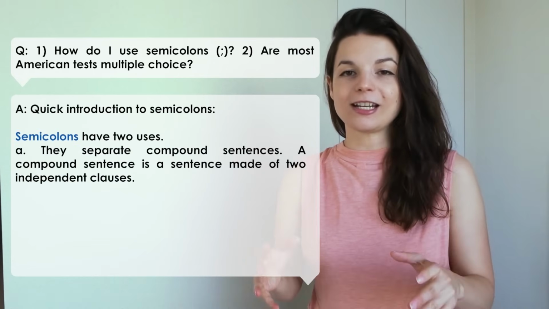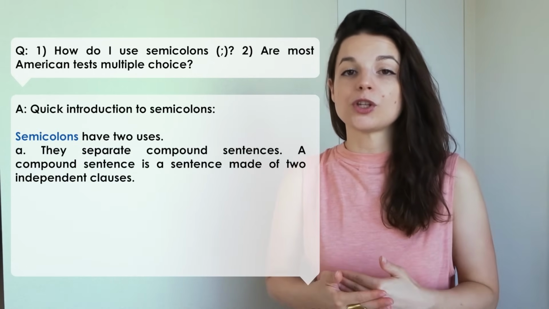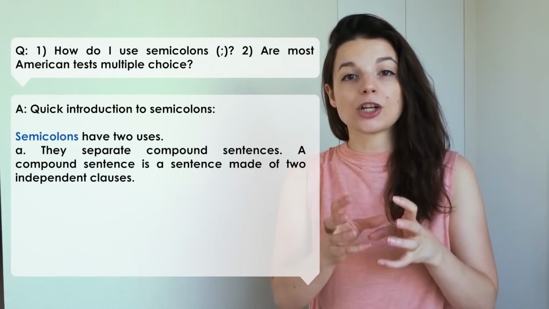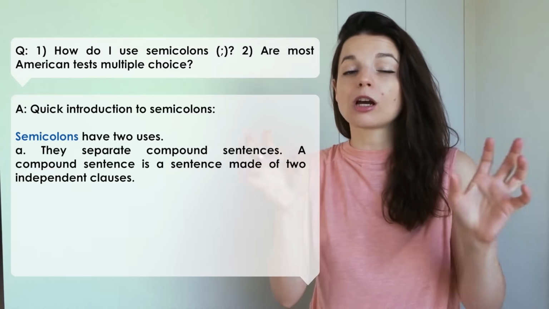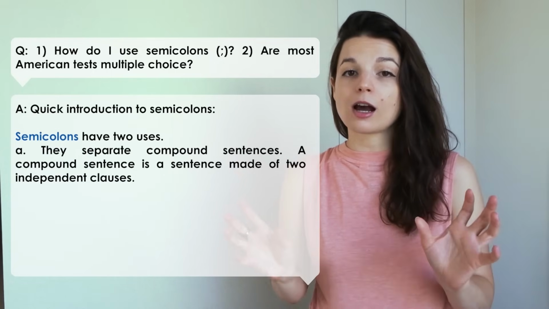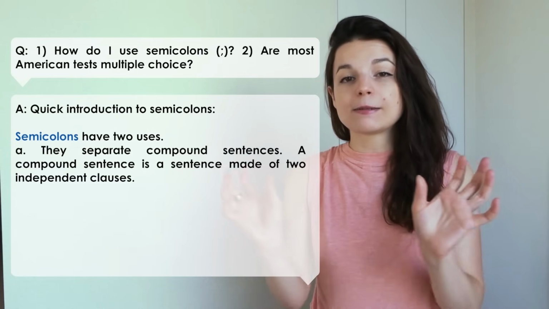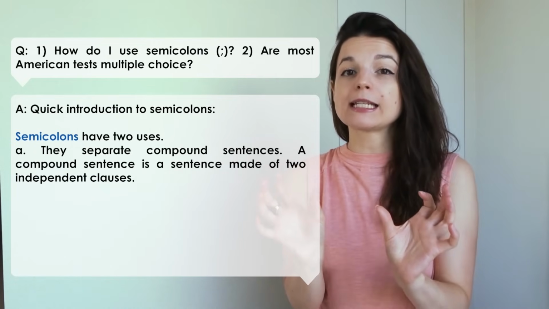The quick version is, semicolons have 2 uses. The first use is they are used to separate what's called compound sentences. A compound sentence is a sentence that's made from 2 independent clauses.